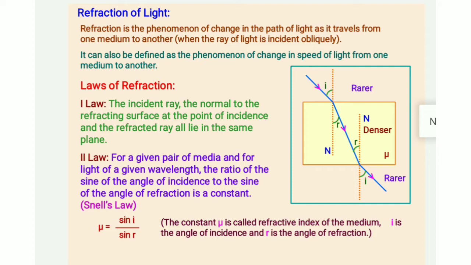So there are two laws of refraction. The first law says that the incident ray, the normal to the refracting surface at the point of incidence, and the refracted ray all lie in the same plane.